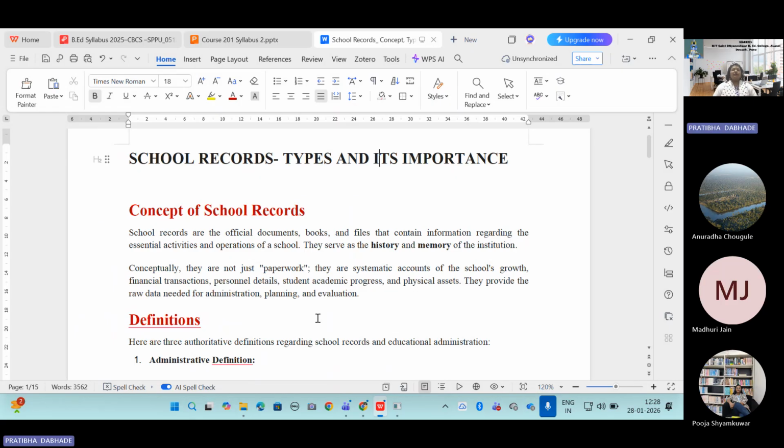Okay. So today we are going to start the first topic from unit number 4, that is school records, types and its importance. Okay. So in examination, they will ask you about the basic concept of the school records. They may ask you about the definitions. They may ask you about the different types and why it is important to maintain different kinds of school records at the school level or in any education institution, right? So first we'll see the concept of school records.